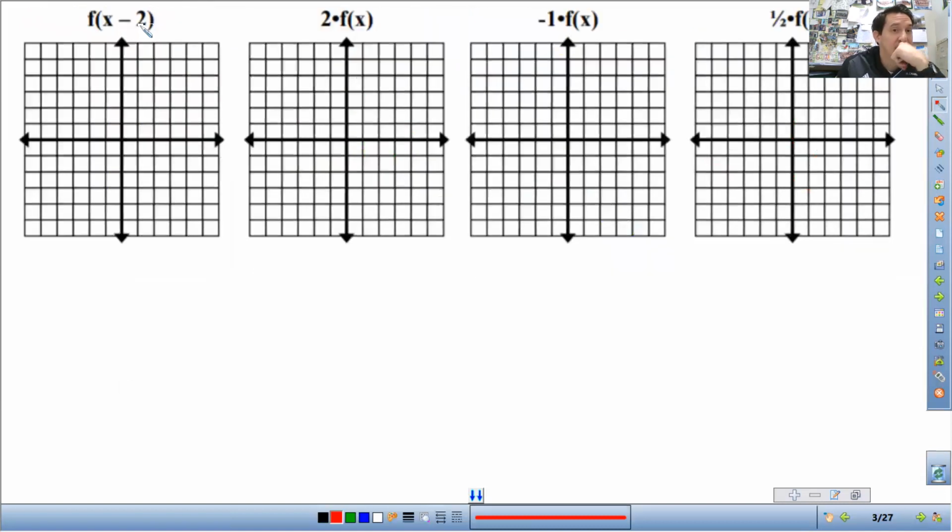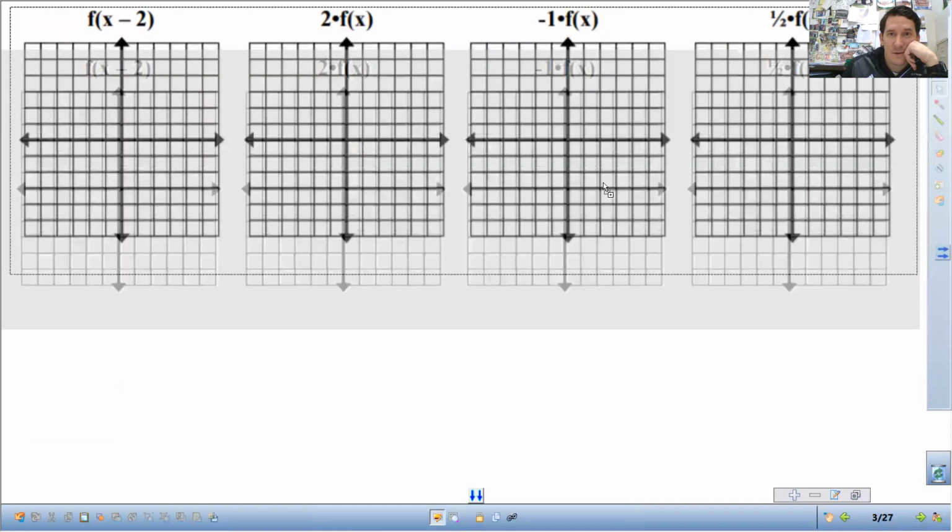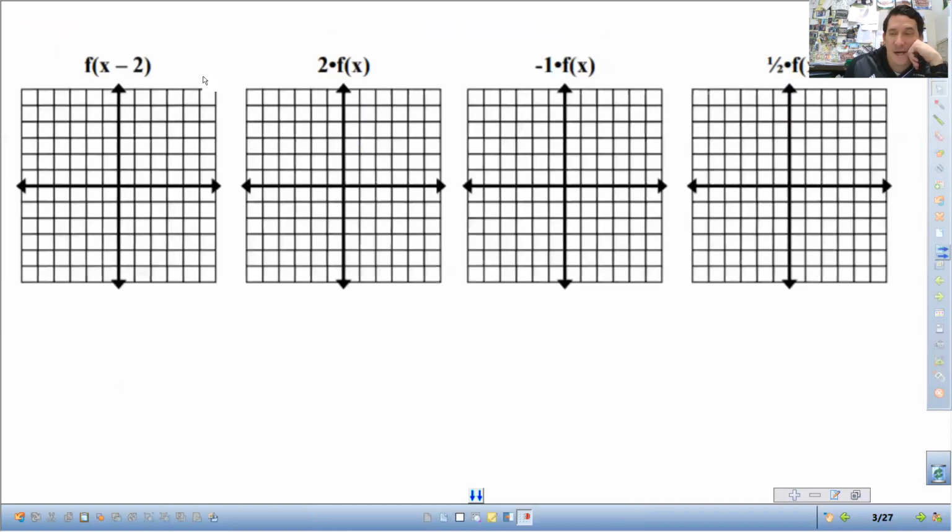So this here, it's inside the parentheses. Let me move this down a little bit. It's inside the parentheses. And it's minus, so it's opposite of what you would think. Normally you think minus would move to the left, so this moves to the right 2.